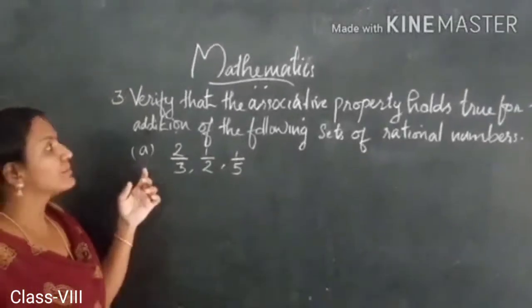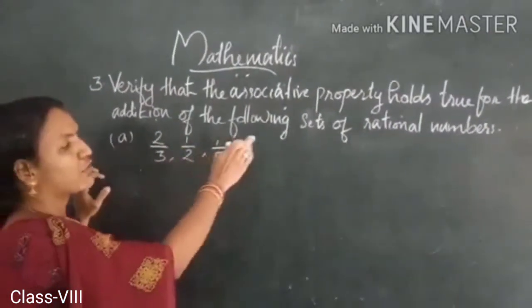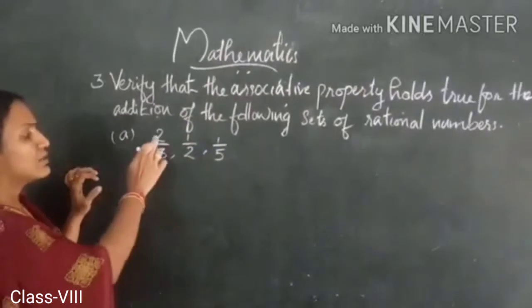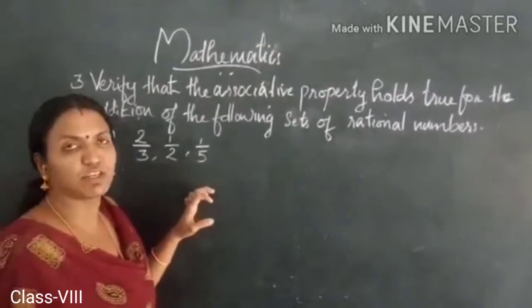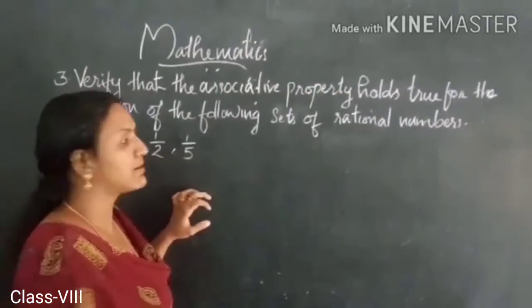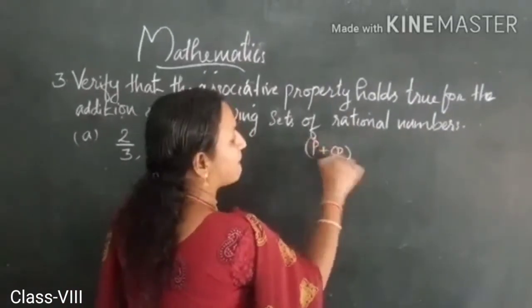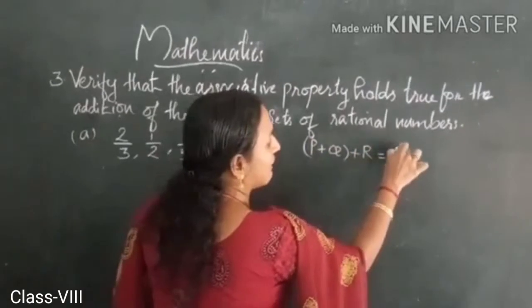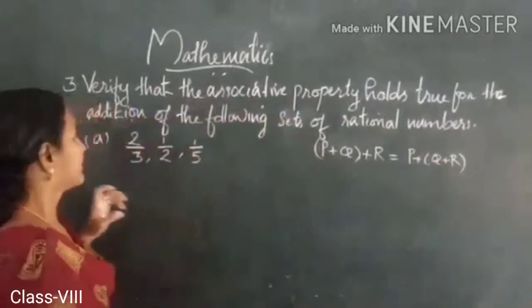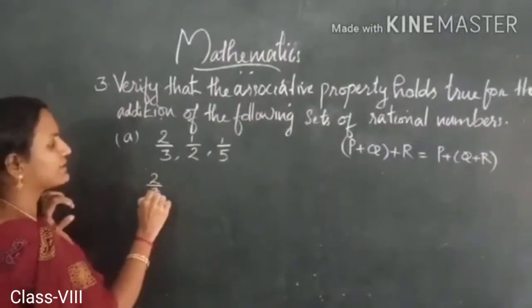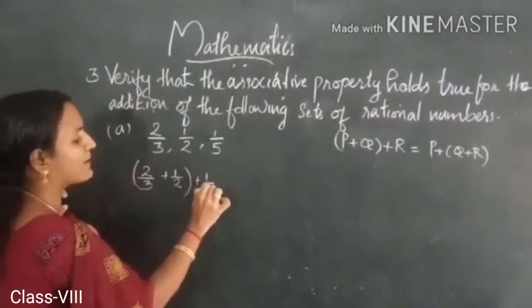Next, question number 3. Verify that the associative property holds true for the addition of the following sets of rational numbers: 2 by 3, 1 by 2 and 1 by 5. Let's recall the associative property. For any three rational numbers p, q and r, (p plus q) plus r is equal to p plus (q plus r). Here, 2 by 3 plus 1 by 2 plus 1 by 5.